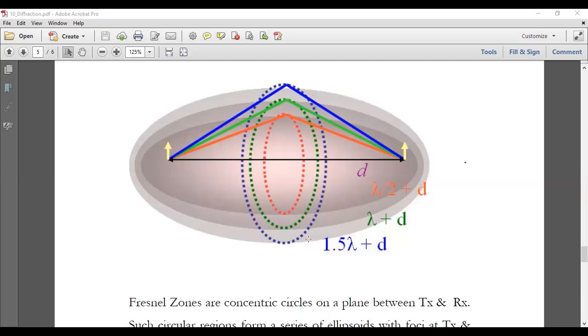But how much is that? Meaning that if you have some obstacle on the way, and you want to create an LOS link above the obstacle, maybe you have some, say, 10-story building between the transmitter and the receiver, then to create an LOS link, you need to raise the heights of the towers.